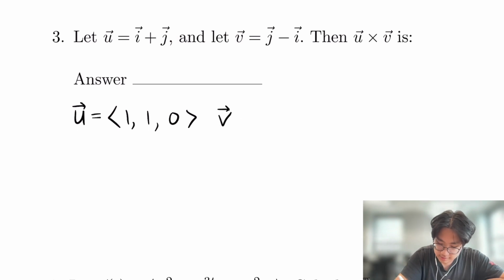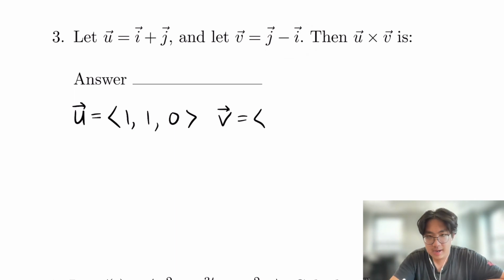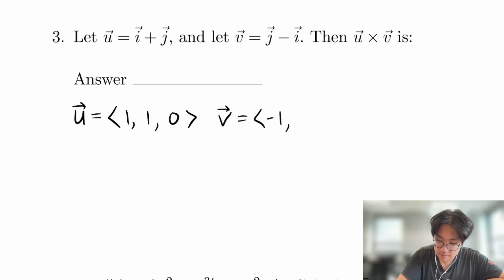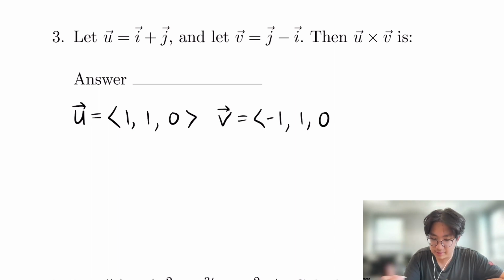v, on the other hand, is slightly different. They try to trick you up a bit by switching the order. Again, the order doesn't matter. The letter itself matters more. So in this case, the coefficient in front of i hat is -1. j hat is 1, and then again, k hat is equal to 0. So once you have these, you can now compute the cross product.